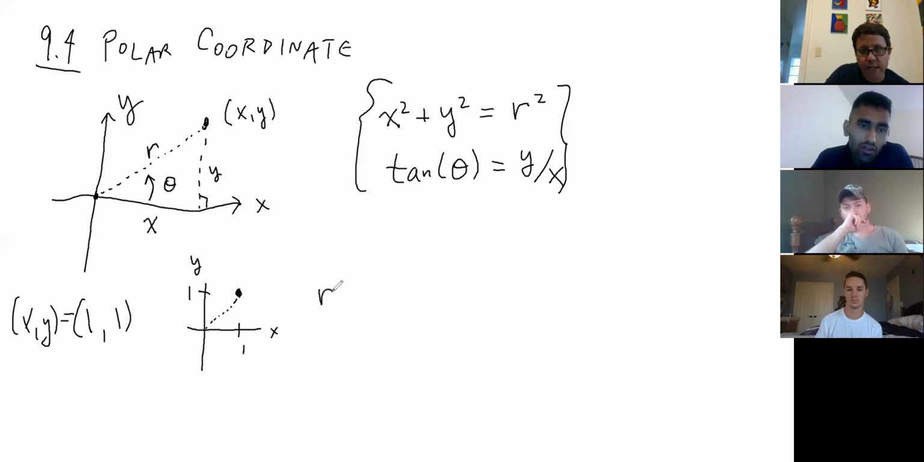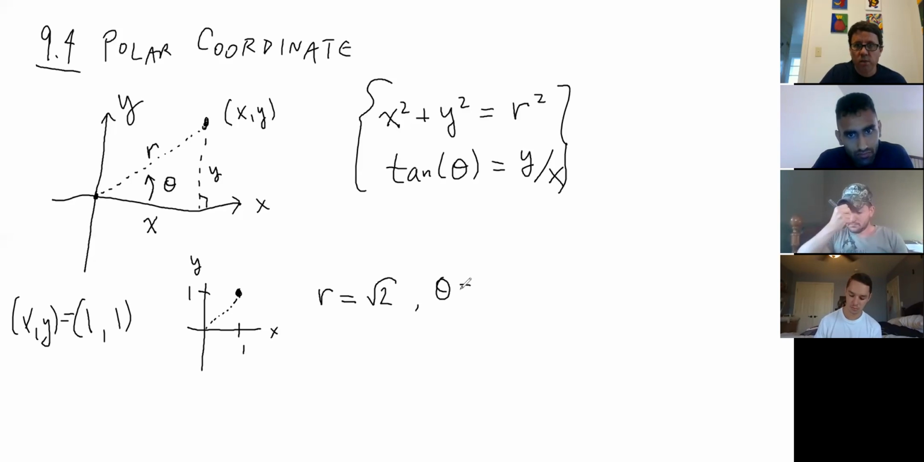Just try to be a little careful on this. The radius of this, if I go over 1 and I go up 1, I could use the Pythagorean theorem. 1 squared plus 1 squared is 2, so I have r squared equals 2, so r is square root of 2. The distance along that diagonal line is square root 2. The angle is, well, now I have to be a little careful because angles are not always unique. If I rotate here, you probably can see that that's 45 degrees.